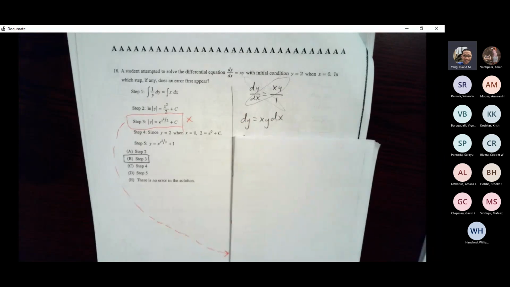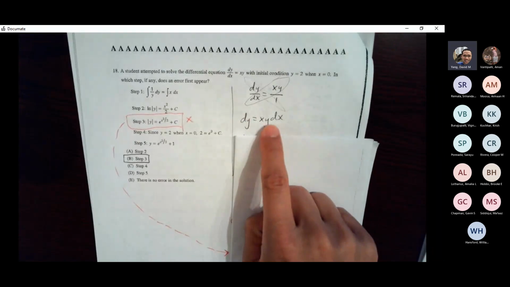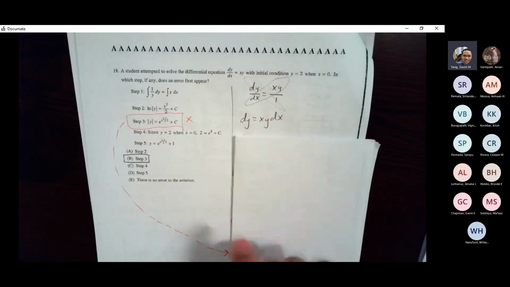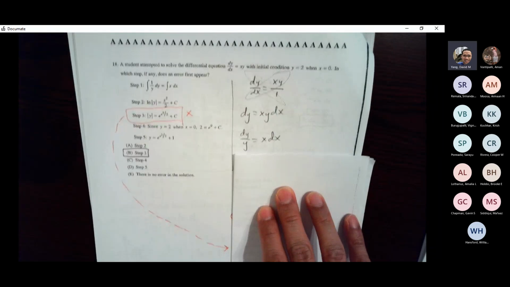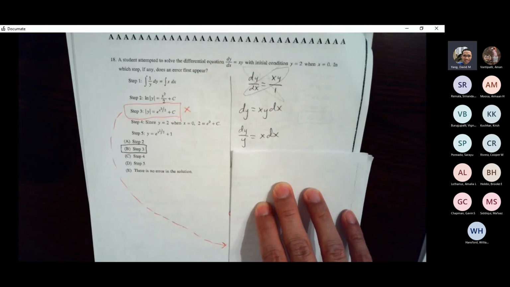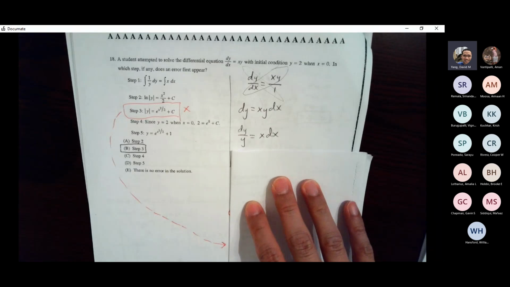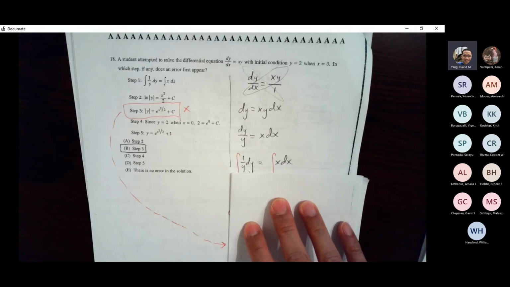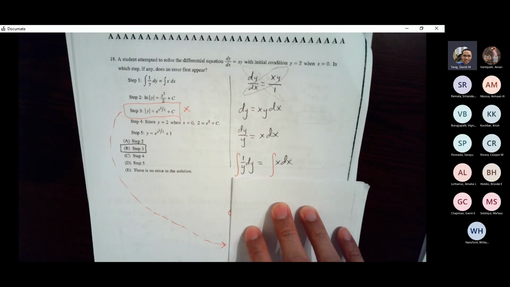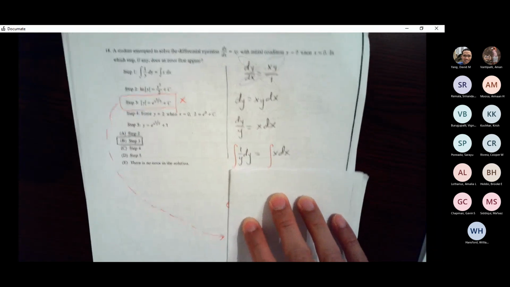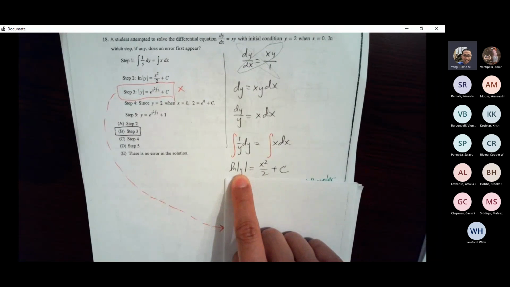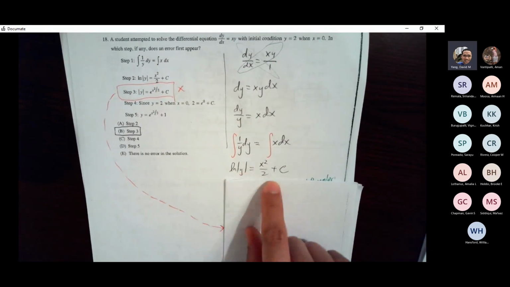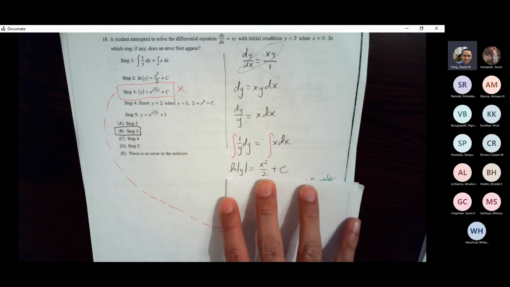So I have my dy and dx in their right positions. We just have to figure out what is out of place, and what's out of place is that y. So we divide that y over to the left side: dy over y equals x dx. Now we have full separation of variables. Take the antiderivative. The integral of 1 over y dy is natural log of the absolute value of y. The integral of x dx, we go through the power rule, is x squared over 2 plus c.